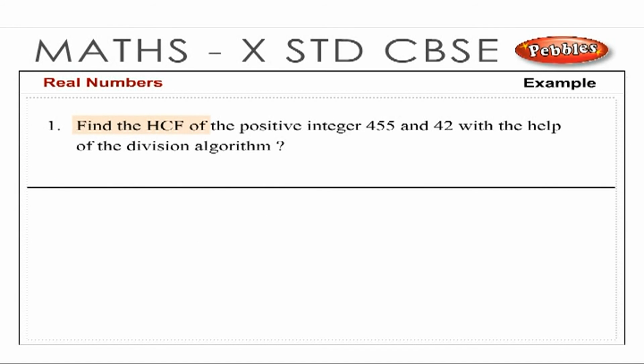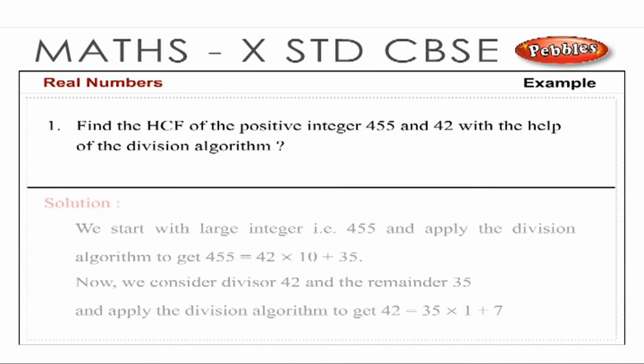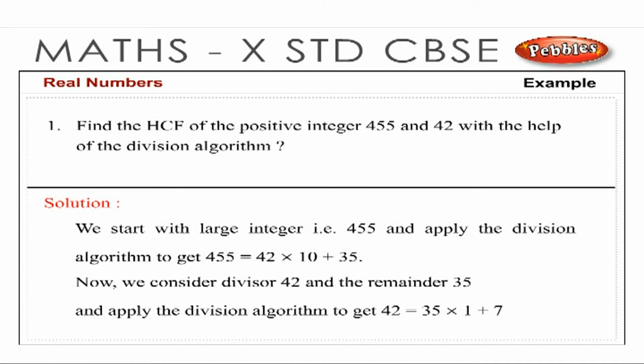Find the HCF of the positive integers 455 and 42 with the help of the division algorithm. Solution. We start with the larger integer, that is 455, and apply the division algorithm to get 455 is equal to 42 into 10 plus 35. Now, we consider divisor 42 and the remainder 35 and apply the division algorithm to get 42 is equal to 35 into 1 plus 7.